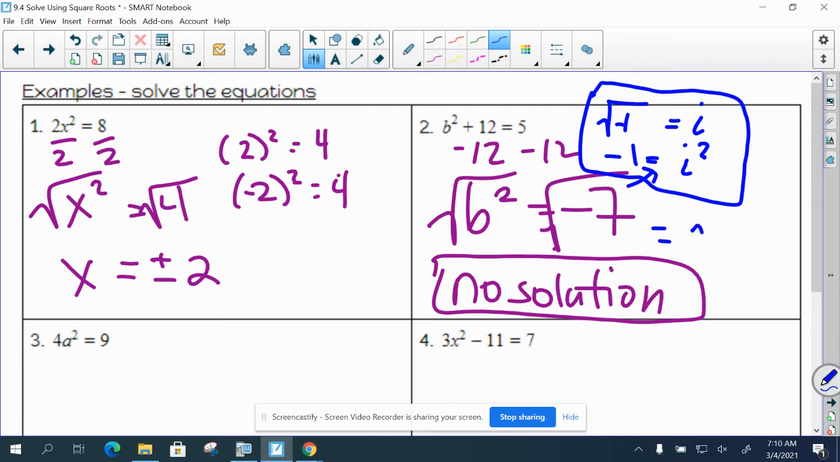So you would write this as the square root of 7 i. Or whatever the square root of 7 is, 2 point whatever, i.